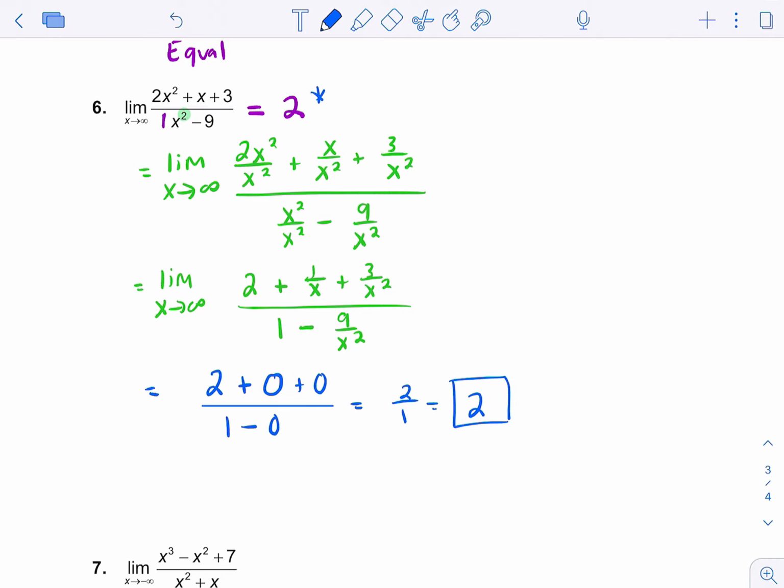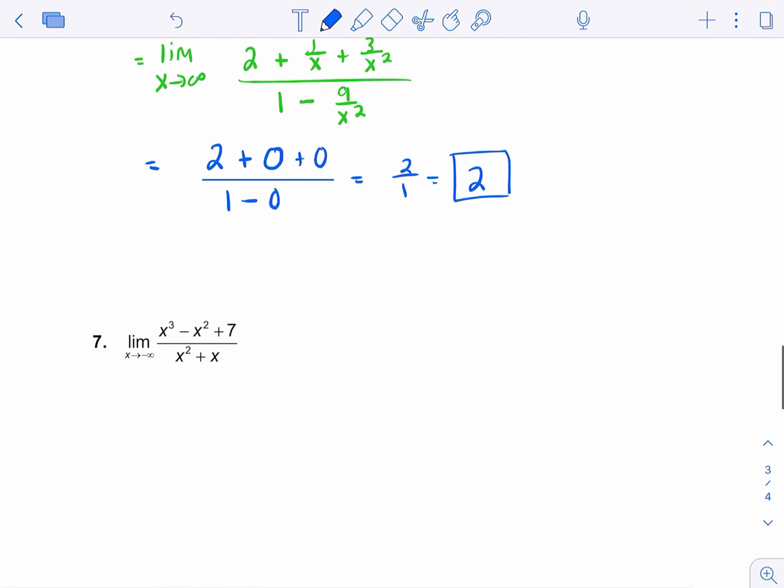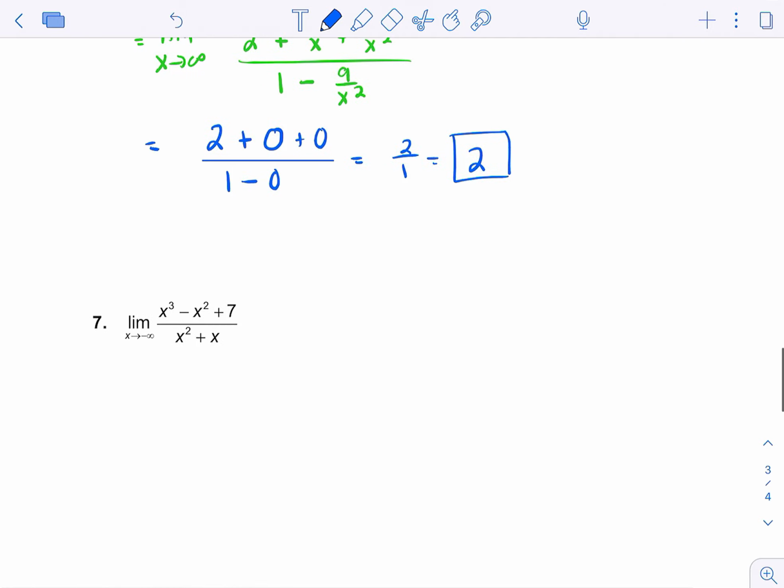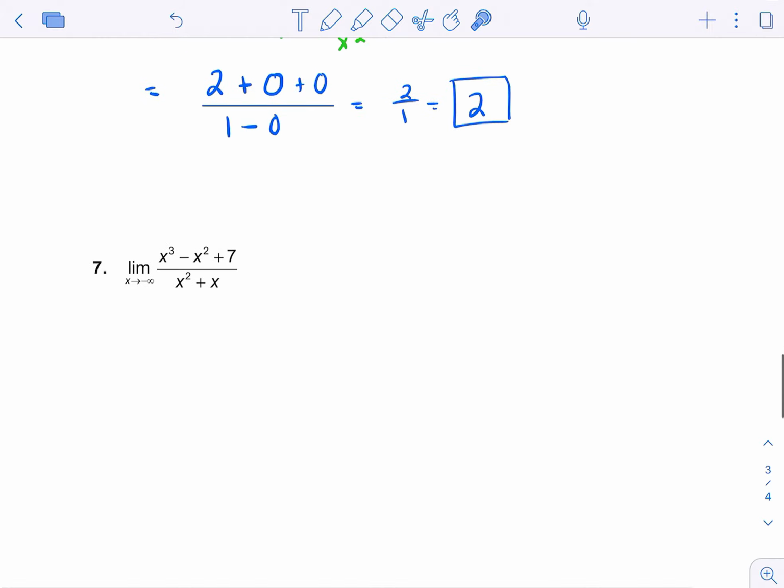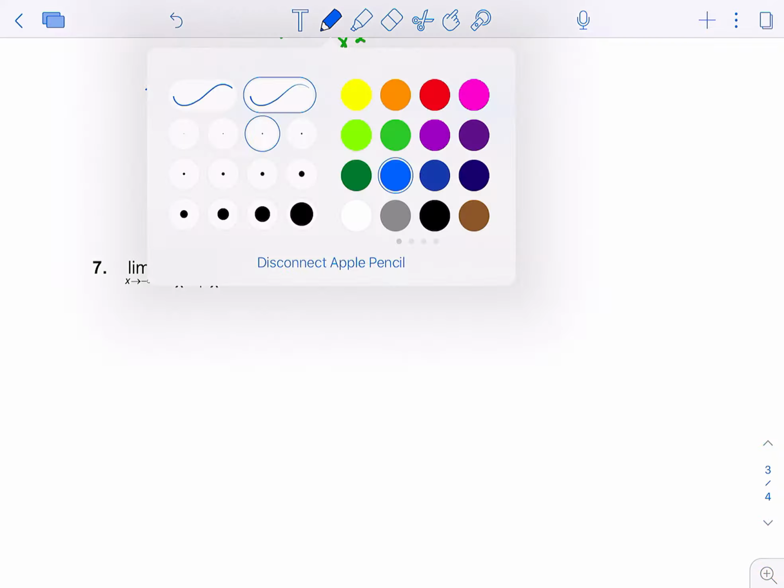All right, so then next up, we've got the limit as x goes to negative infinity of x cubed minus x squared plus 7 over x squared plus x. This is top heavy, so we would expect this to not have an asymptote, and so that's usually where it goes at infinity. It's going to diverge to infinity or negative infinity, but we don't know which one yet. So we're still going to apply our method and see what happens.